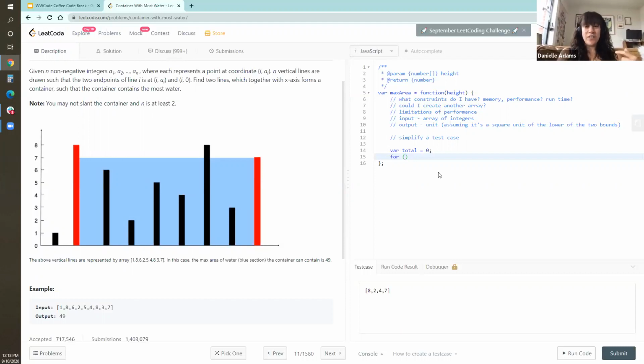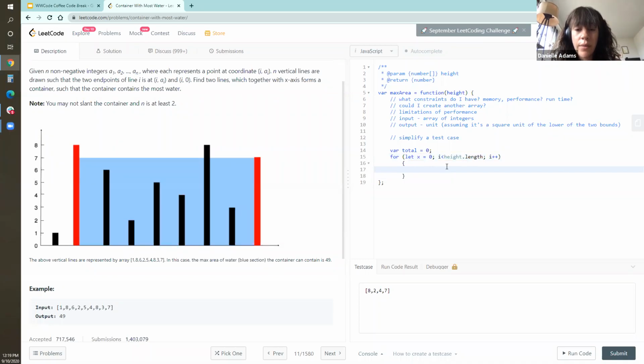I don't remember JavaScript offhand. Okay, so you would do for let, I assume we're using let, like this: let x equals 0, semicolon, x less than height.length, semicolon, x plus plus. Yeah.